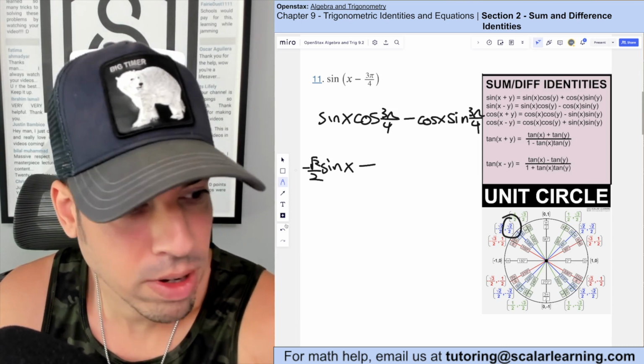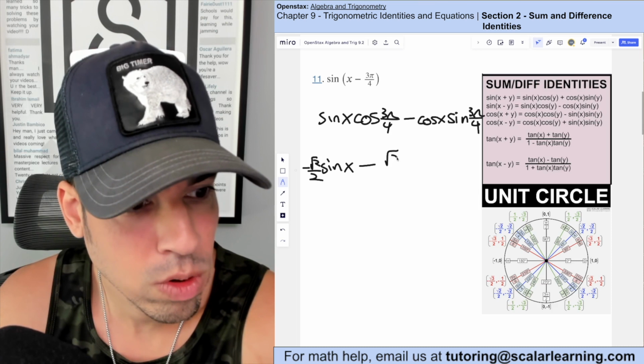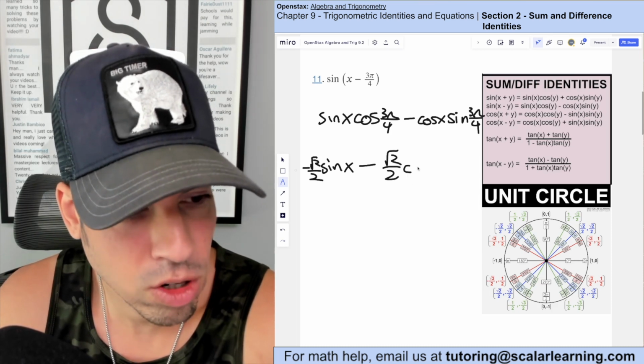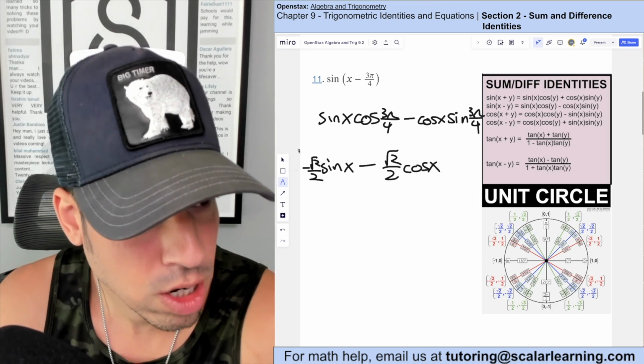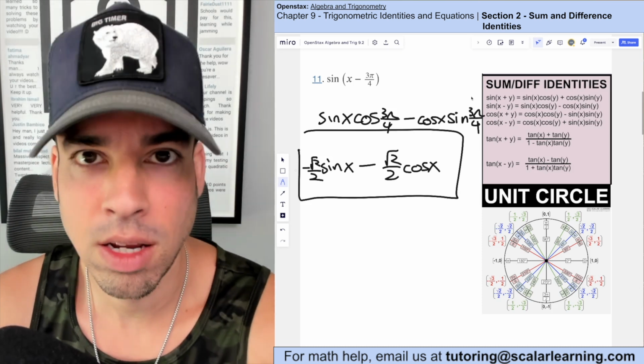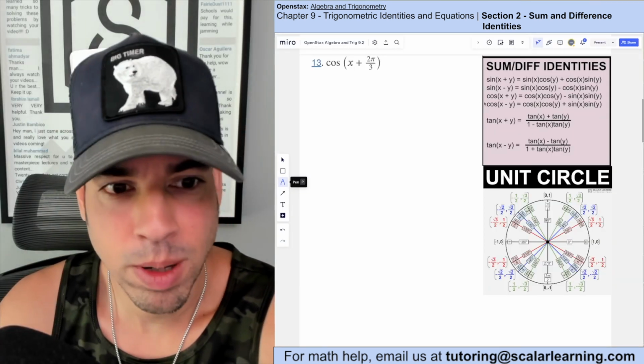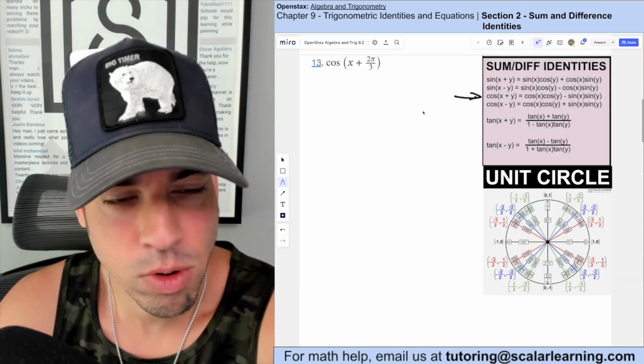And then we have minus, and then what is sine of 3 pi fourths? Well, that is the y value. That's positive rad 2 over 2. So rad 2 over 2. And then we have cosine of x that doesn't change. So there you go. That's how you do it. Done. Here we got cosine of x plus 2 pi thirds. So we're going to use this sum formula to simplify.